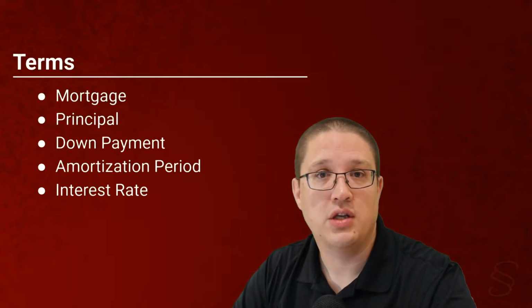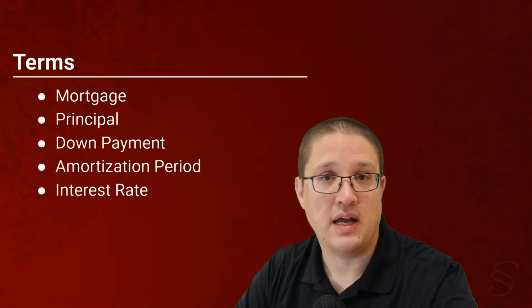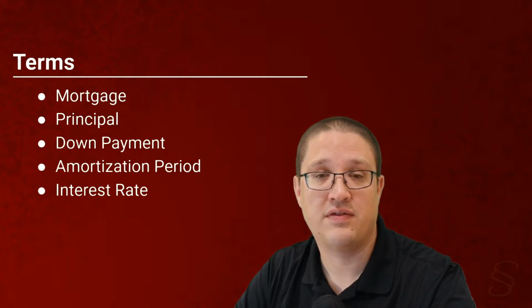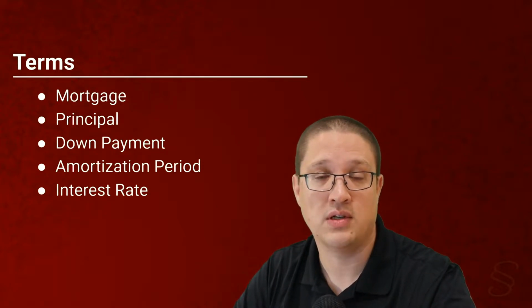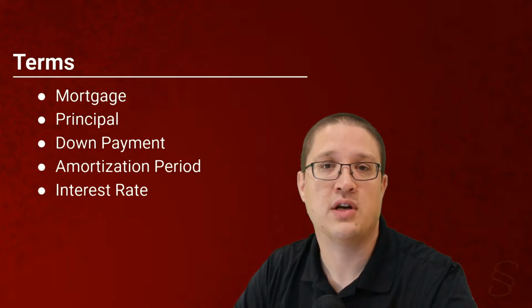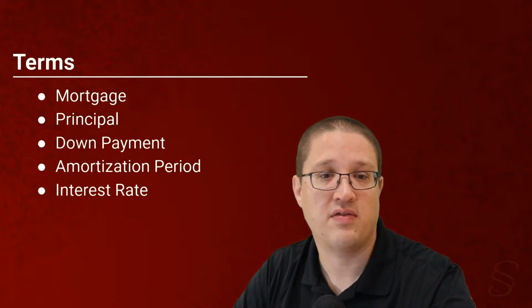A mortgage is a loan that you take out for the purpose of purchasing property or real estate. Because it's usually a place that you live, it has slightly different rules than a normal loan, whether that's a car loan or a student loan or something like that. A little bit more strict in how you can apply for it and that sort of stuff.